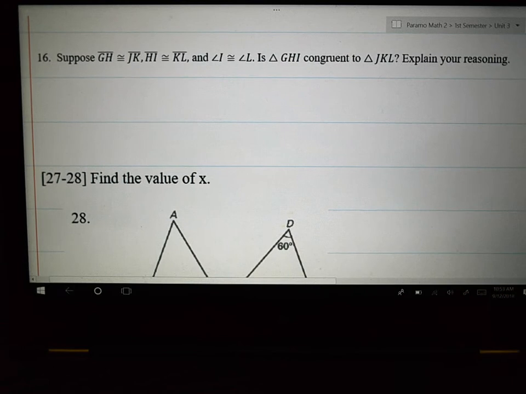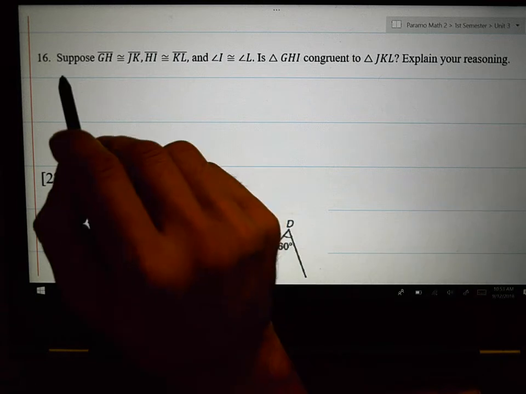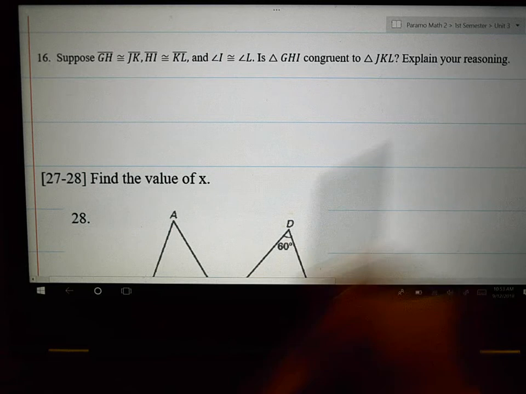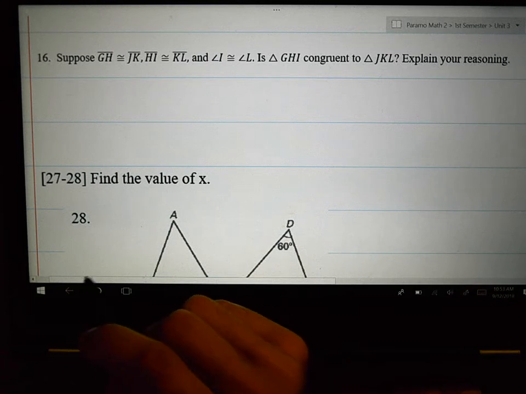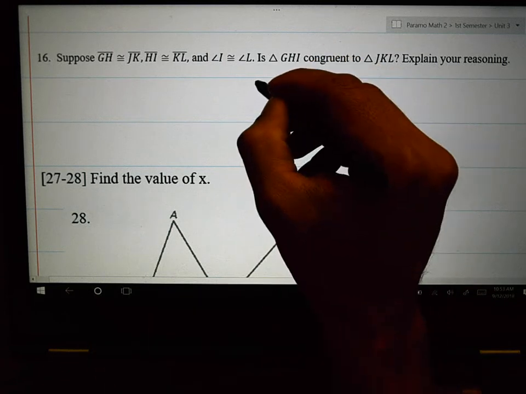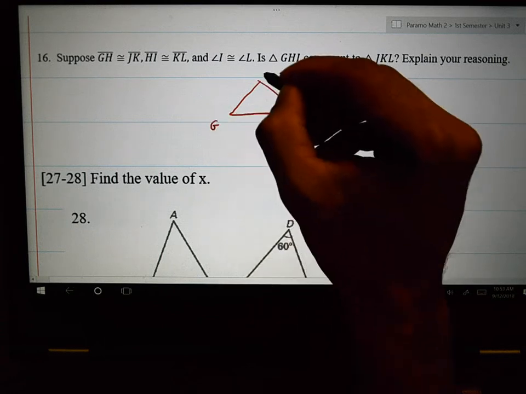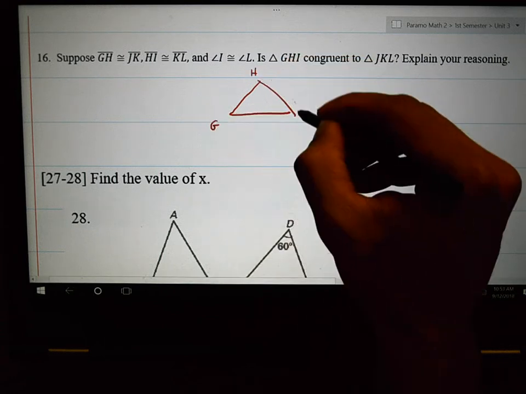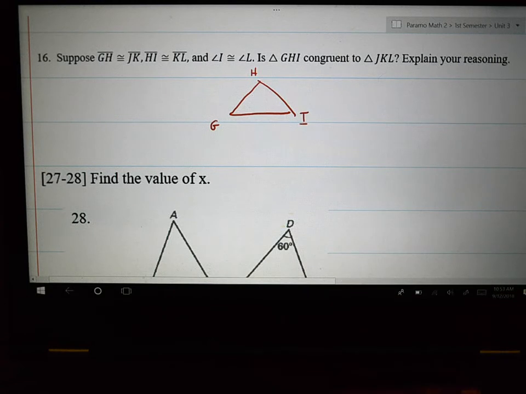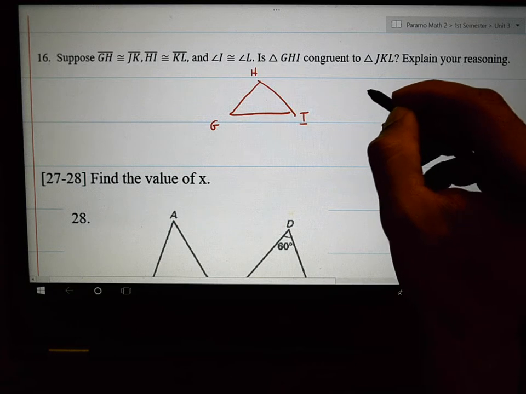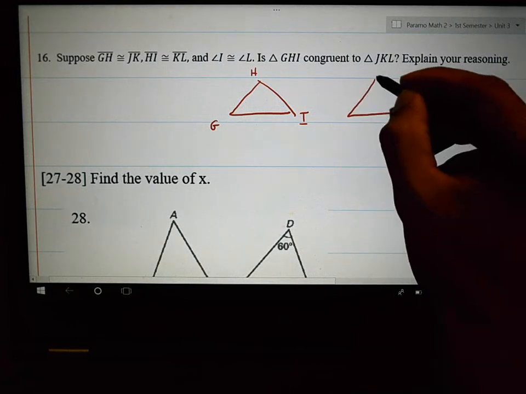16 and 28. I'm going to go to 16 first because there was no picture on 16. Suppose triangle GHI is congruent to JKL. Explain your reasoning. What I'm going to recommend that you do is actually draw a triangle and label it GHI. And it asks, is GHI congruent to JKL? So draw another one. JKL.